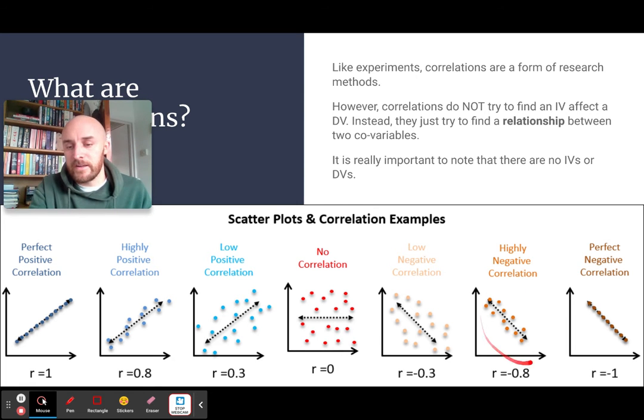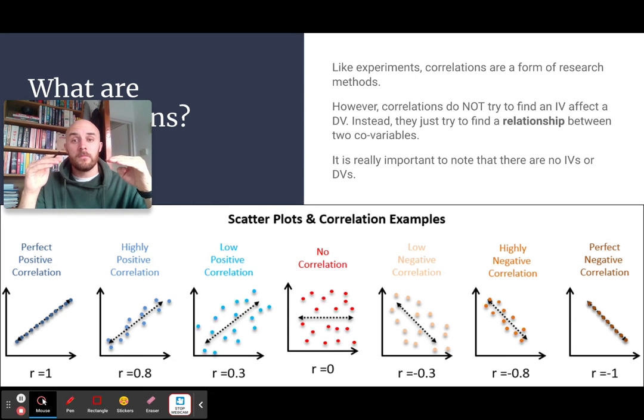A negative correlation, which tends to go this way, is what we call an inverse relationship, where when one variable goes up, the other variable will go in the opposite direction. Again, one of these variables is not causing the other. There just seems to be a relationship.